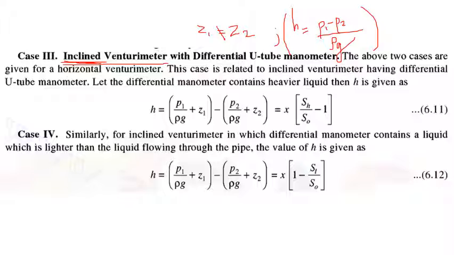Similarly, for an inclined Venturimeter in which the differential manometer contains a liquid which is lighter than the liquid flowing through the pipe. Case 3 says that the manometer has heavier liquid, so the equation is here. Case 4 says that the manometer has the lighter liquid, so the equation becomes this.